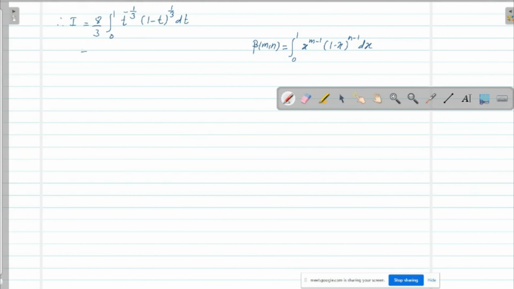So this equals 8/3 integration of limit 0 to 1 and t raised to, here we want minus 1. So for this what I have to do, minus 1/3, we add 1 and subtract 1. Likewise 1 minus t raised to 1/3, we add 1 and subtract 1, and dt. So just simplify this, you will get 8/3 integration of limit 0 to 1 and t raised to, just cross multiply, 3 times 1 minus 4/3.